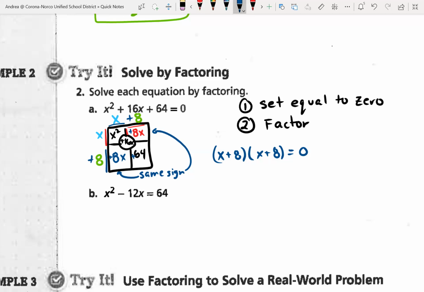Very good. So now we're going to separate our factors and set them equal to 0. So we have x plus 8 has to equal 0. It matches, so you really don't need to write the second one if they match. If they don't match, then you definitely need it. But since they match, it's going to give you the same answer twice, right? So I subtract 8 from both sides, and I get x equals negative 8.